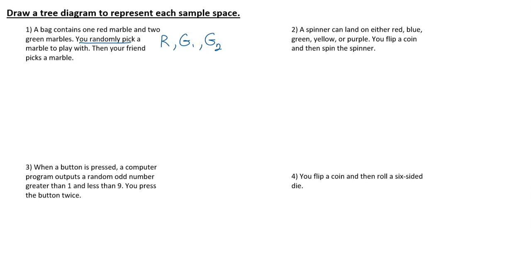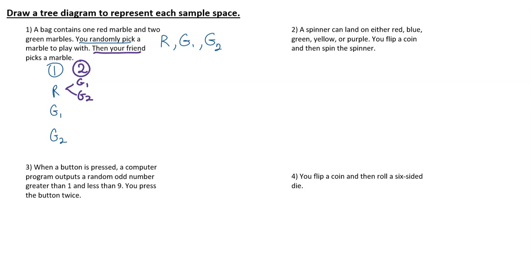So when we're making a tree diagram, we start out with all of the options that are available for the first event that's happening. The first thing is you're picking a marble. You can pick a red one, you can pick green number 1, or you can pick green number 2. Now your friend picks a marble. So that's event number 2 that's happening here. This is the second thing that happens. Well, once you have drawn a red marble, that red marble is not available for your friend to draw. So the outcomes that are possible for your friend are green number 1 or green number 2.